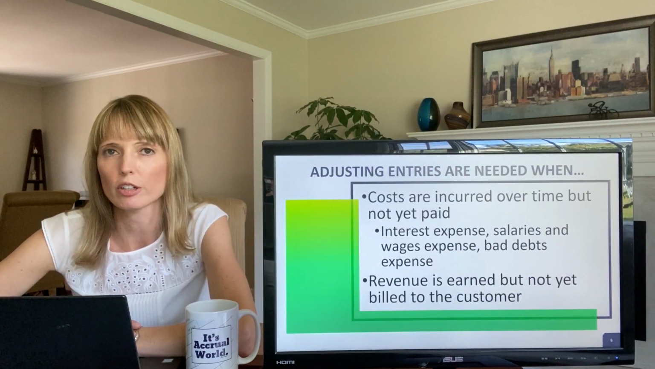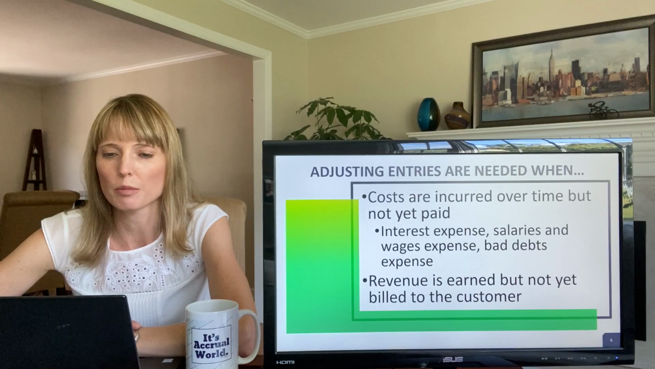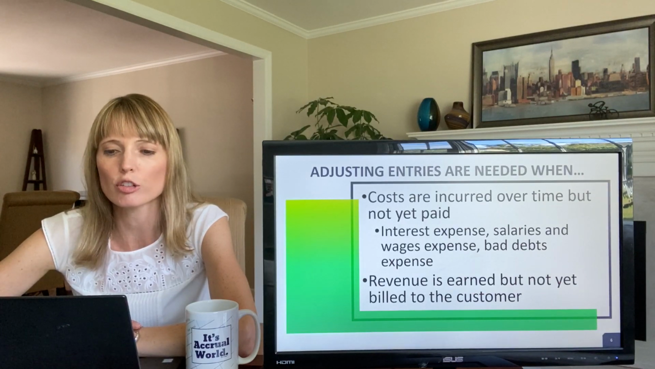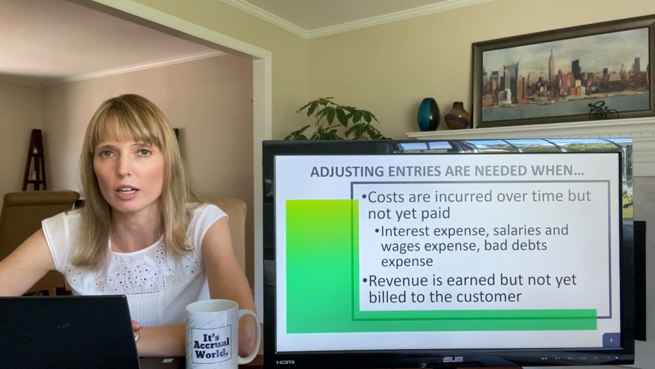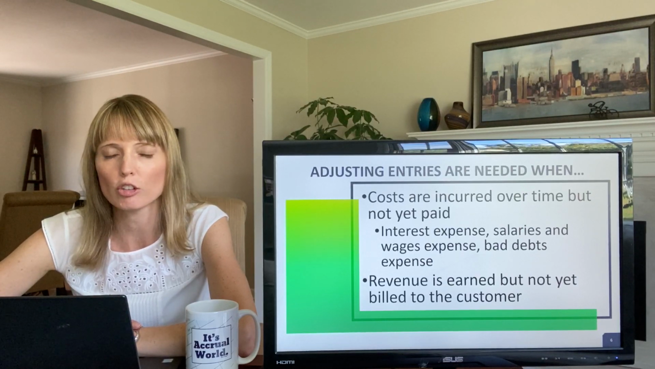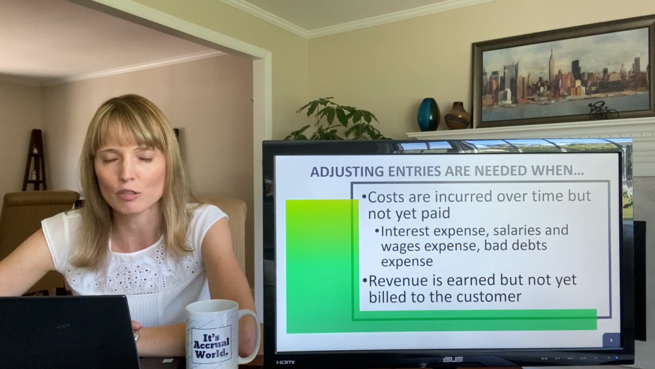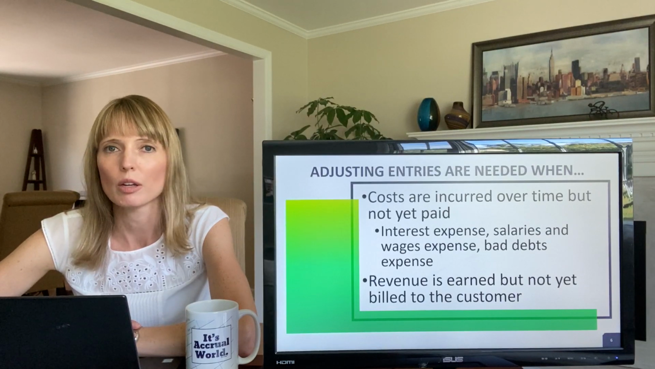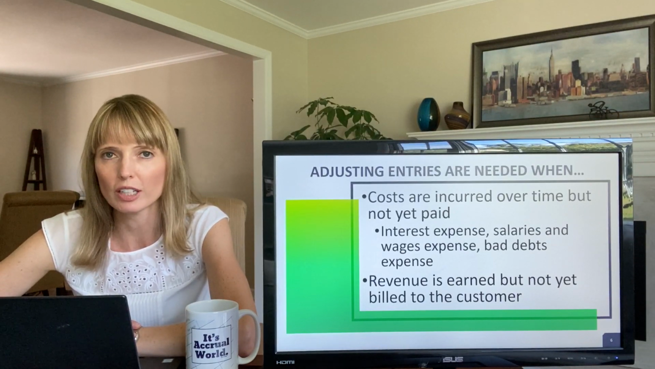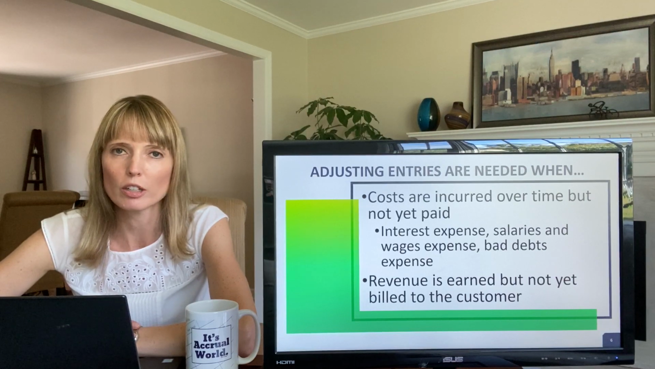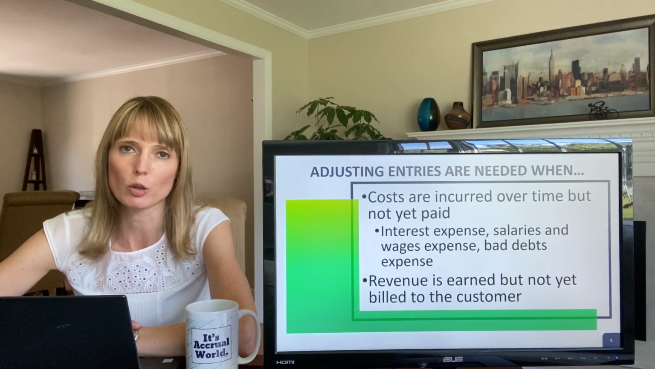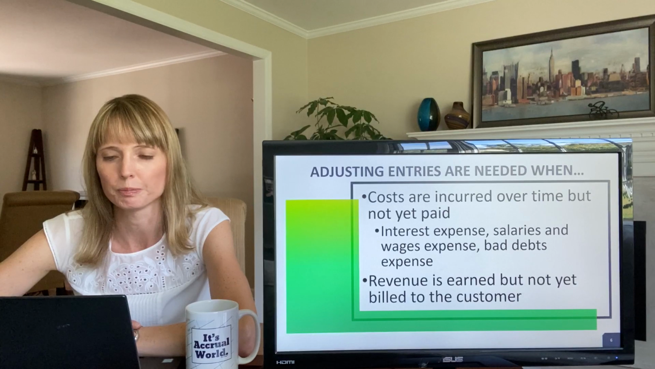to record an adjusting entry to recognize those revenues that have been earned. When costs are incurred over time, sometimes these can be things like interest expense that's accruing on a loan, salaries and wages expense that accrues over time as our employees work for us but haven't yet been paid, and bad debts expense that's accruing because we're selling on credit. Nothing specifically happens that prompts us to record these journal entries if we're not making payment. So at the end of the accounting period, the accountant has to think, what costs have been incurred that have not yet been recorded on the balance sheet and the income statement?